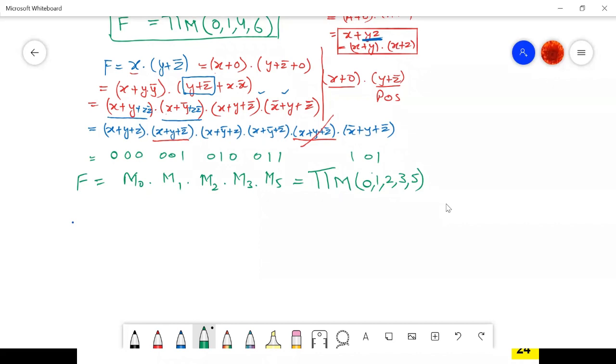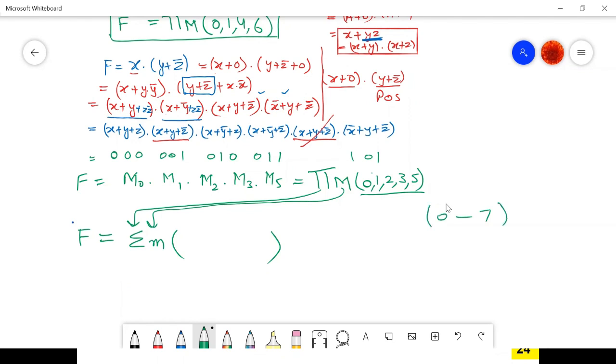What we will do? We will write the function is equal to this, pi will be replaced with sigma. The uppercase M is going to be replaced with small m, and in the bracket you have to write the numbers which are missing in the max term. It is a function of 3 variables, girls. So what could be the possible listing? It will be from 0 to 7 with the help of 3 variables.